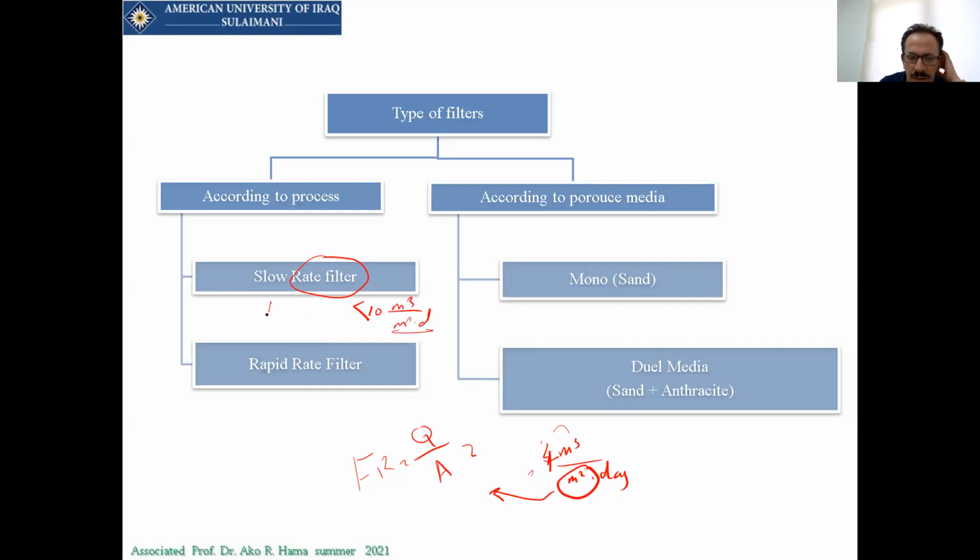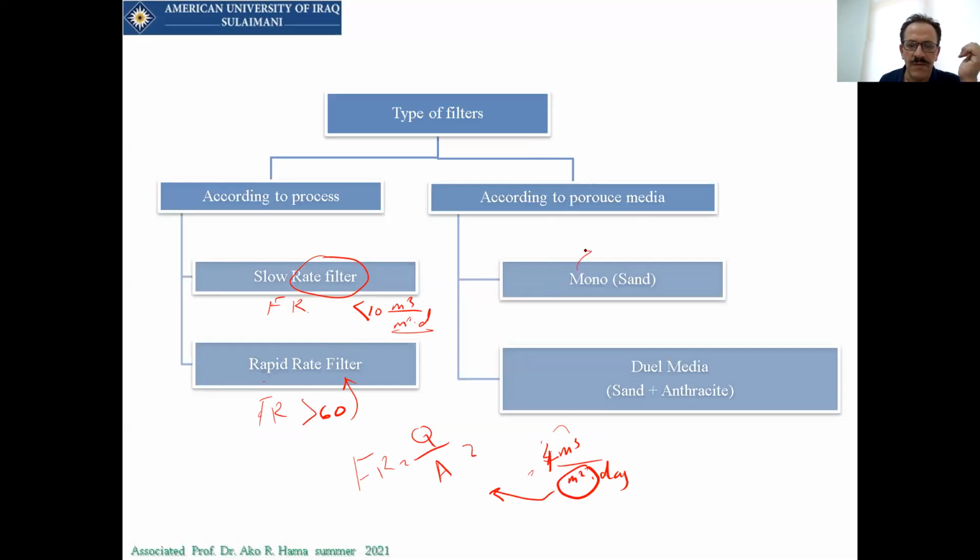When the filtration rate is less than this, it's considered a slow filtration rate. If it was greater than 10, or usually more than 60, it is called high filtration rate. And this is one of the filter classifications, based on filtration rate. Again, there is another classification of the filters based on their filter bed, I mean the materials that will be used as filter media.